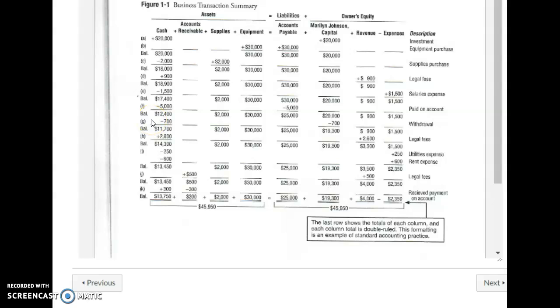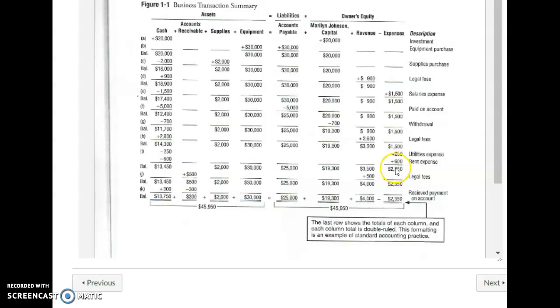On the owner's withdrawal, you decrease cash, and you decrease her capital account because she took money out of the business. For legal fees, she earned $2,600, so you increase revenue, and you also increase cash because she received cash for her services. And notice it's on either side of the equal sign, and you've done two entries.